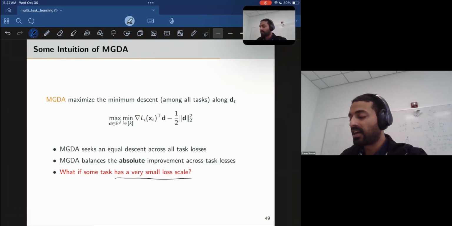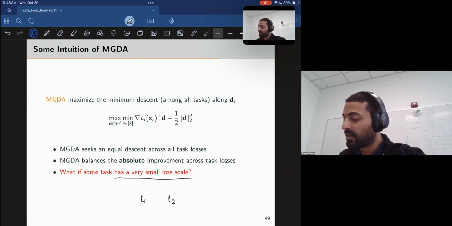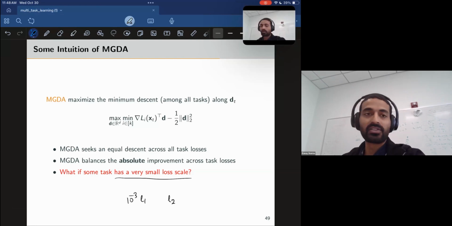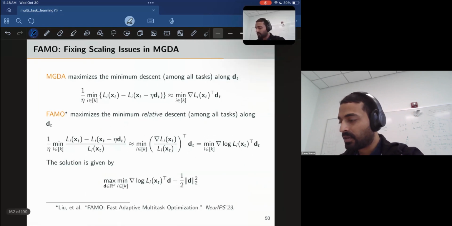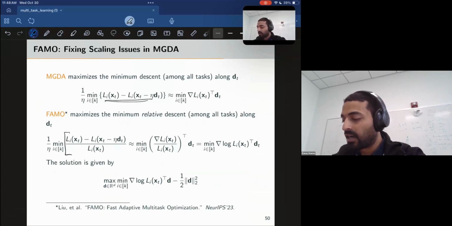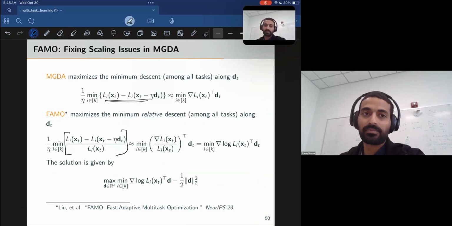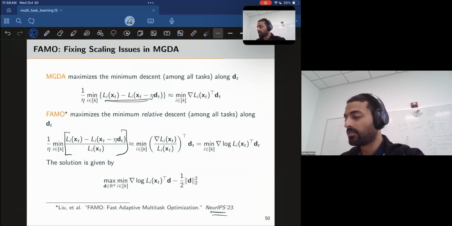But what if some task has a very small loss scale? Suppose I have two losses which are of the same scale, but then I multiply one of them by a very small constant. In that case, how will you make sure that there is equal descent across all the task losses? So this is a challenge of MGDA, which a subsequent work fixed. And how it fixed was, rather than looking at this absolute difference, it looked at the relative difference. So this is quite recent work from NeurIPS last year.